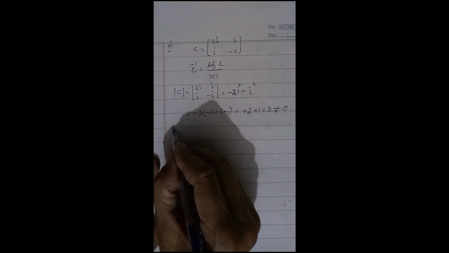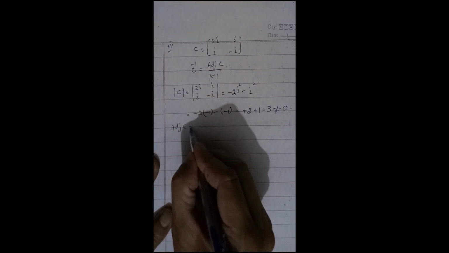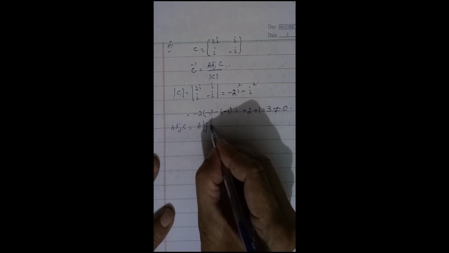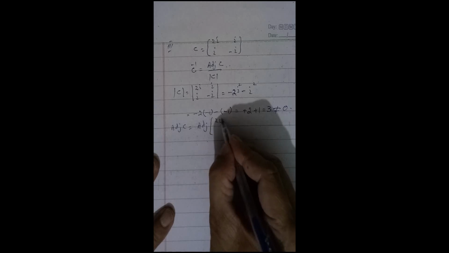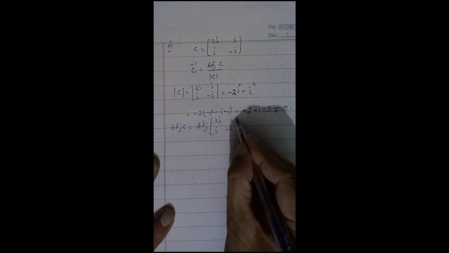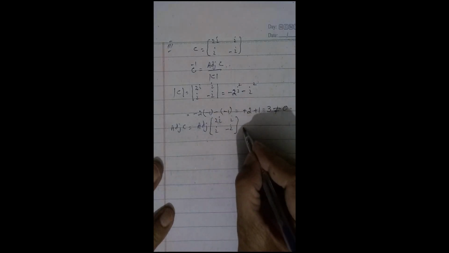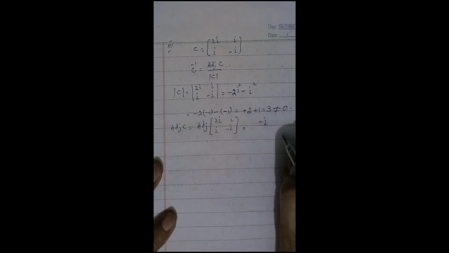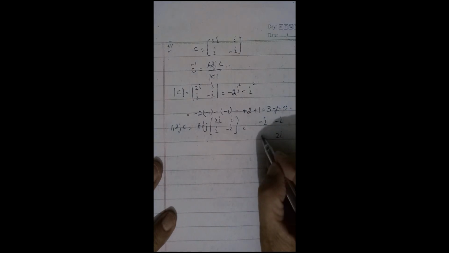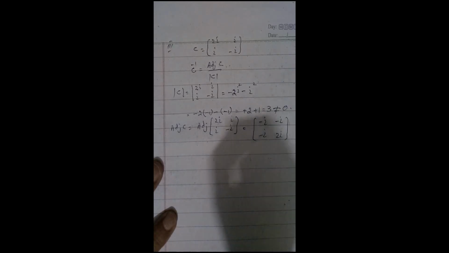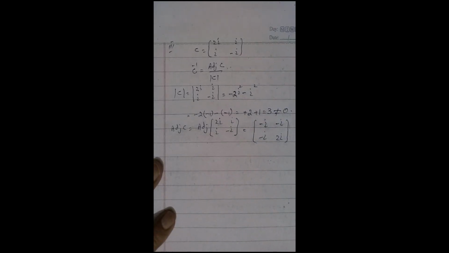We first find adjoint C. Matrix C is 2 iota, iota, iota, minus iota. And here we get minus iota, minus iota, minus iota and 2 iota. This is the adjoint of C.